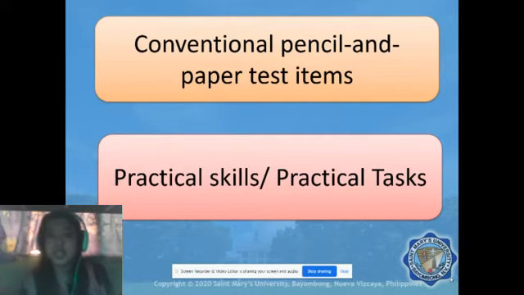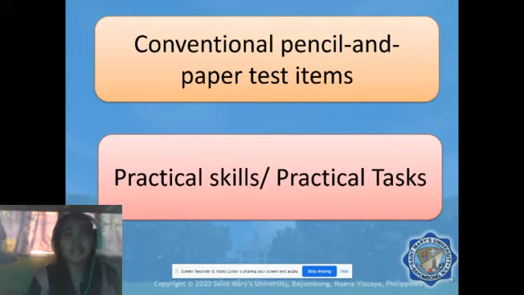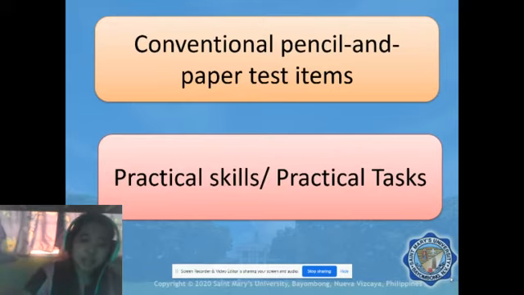So for knowledge, it is good to use conventional or pencil and paper test items, but for skills, it is not enough to use conventional pencils and paper test items, which means aside from the test, you also need to come up now with a rubric for you to assess also the demonstration of, or the practical skills of the students.